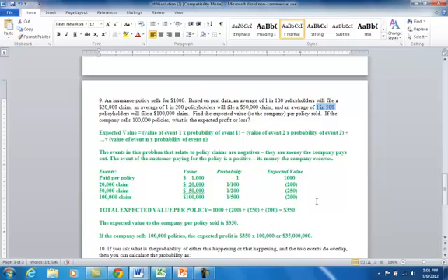Now, to get the total expected value per policy, I have to add this all up. So $1,000 is what I'm taking in, and I'm giving out 200, 250, and 200. So my expected value per policy is $350.